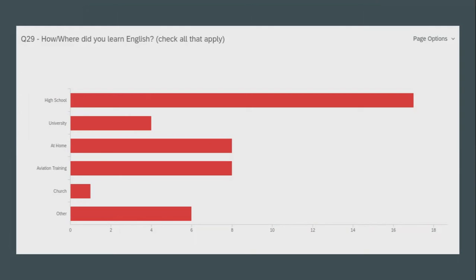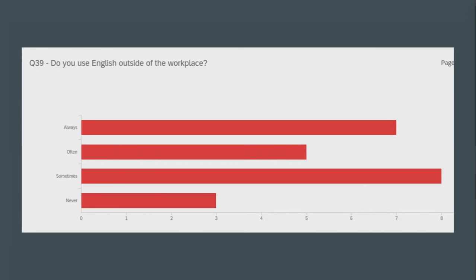Listed here are the results of where pilots that completed the survey had learned English, with results ranging from high school, university, at home, aviation training, church, and other. When asked whether they use English outside of the workplace, 35% of the respondents replied sometimes, and 13% replied never, leaving 48% of participants that have little to no experience with English outside of aviation.